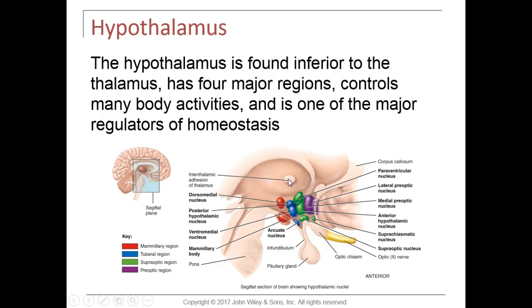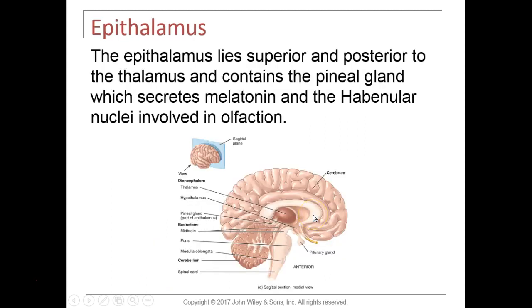The hypothalamus has four major regions that are all involved in controlling reflexes that regulate almost all homeostatic conditions in our body. So we're not going to go over all four of the major regions of the hypothalamus, but we're going to learn what the hypothalamus does in general. All right. So before I show you that slide with the functions on it, let's talk about the epithalamus.